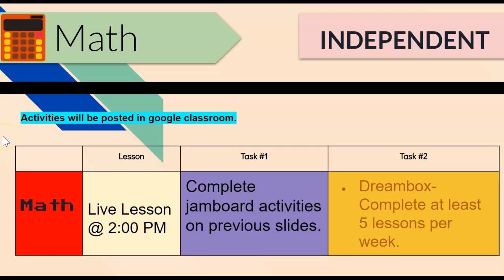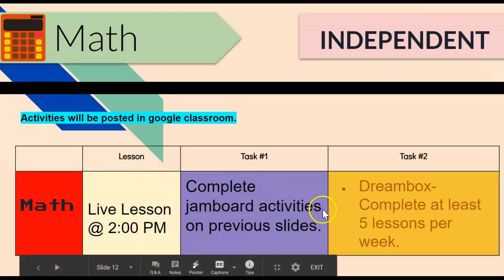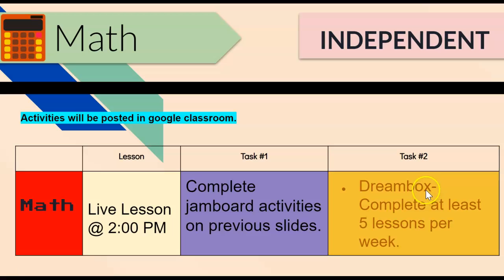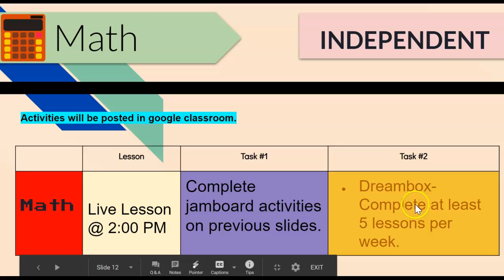And on our last slide here, that's detailing your independent work. Make sure to complete the Jamboard activities on the previous slides, and also to spend some time on Dreambox. Remember, you need to have at least 5 lessons completed by the end of the week, and if you do 1 per day, that will actually satisfy that.